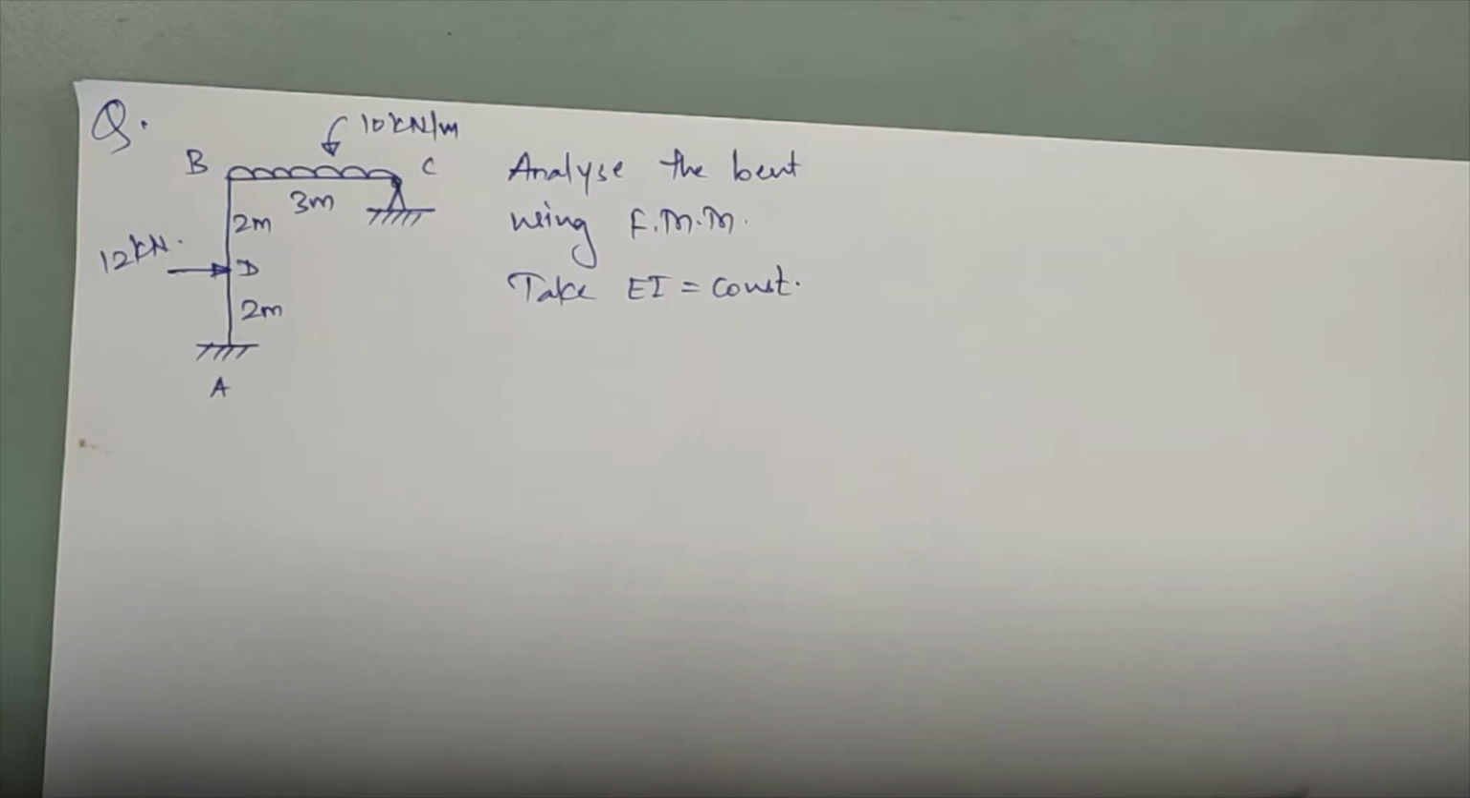Now, while analyzing frames, as compared to the moment distribution method and slope deflection method, in the flexibility matrix method you do not have any sway concept, because in moment distribution and slope deflection methods we are dealing with the value of delta. In a sway frame, delta was increasing by 1, and we call that the sway coefficient delta, but here we are using the degree of static indeterminacy, that is Ds.